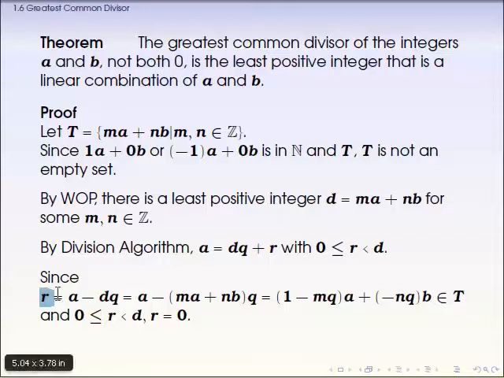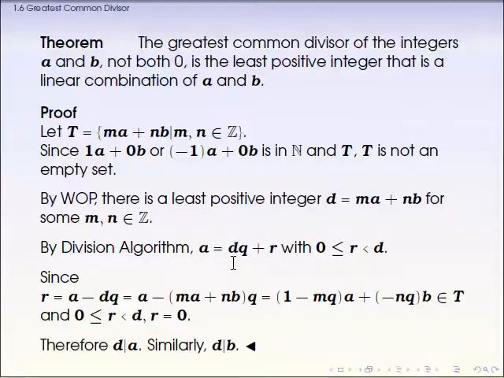But we know r must be between 0 and d, and our assumption for d is the least positive integer in T. Therefore r should be 0. There is another thing. If r is 0, then a is equal to dq, which means d must be a divisor of a. Okay, so you can finish the remaining parts of the proof.